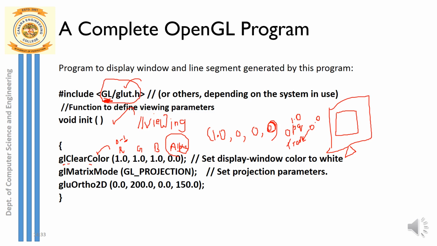Let's move on to the next two functions here, which are defined within init. And what is this? This clearly indicates the viewing parameters. So what are these viewing parameters? First, remember, inside this display window, I have to display the basic geometric shape. So here, what is the question? Display a line segment. So inside this display window, I am supposed to draw a line.